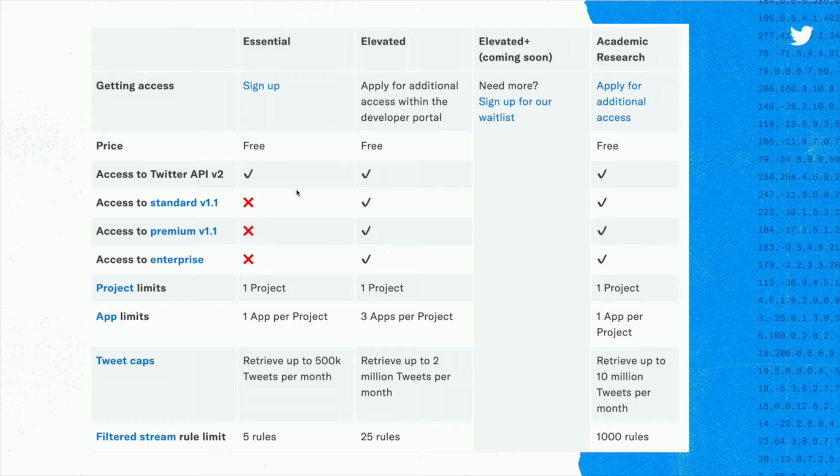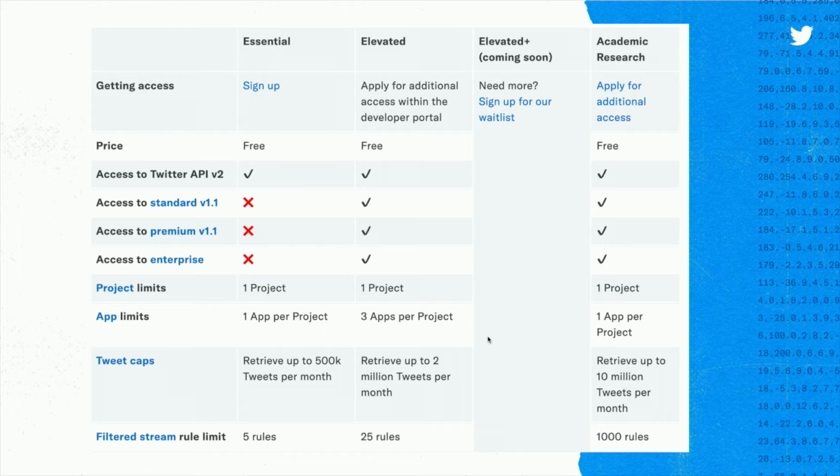And in this case, the difference will be you'll get 2 million tweets per month, and you'll also have to submit a use case review. So you apply for a developer account, somebody at Twitter reviews that, and once you're approved, you're able to connect to the Twitter API using your keys and tokens.